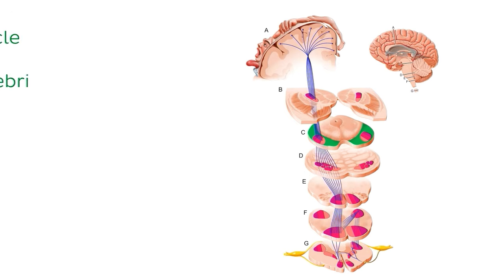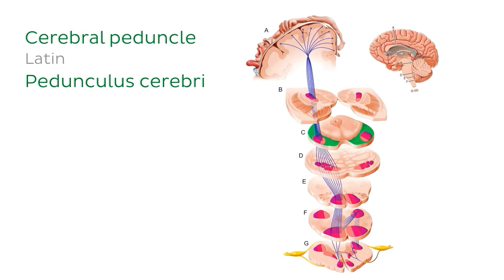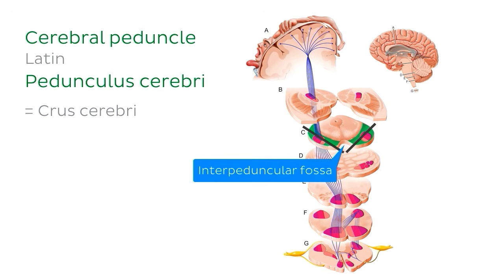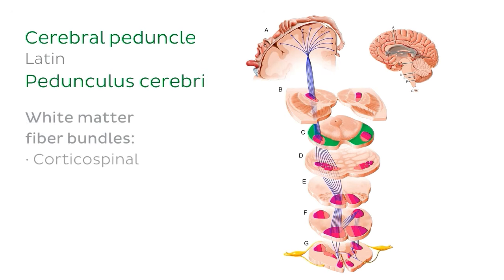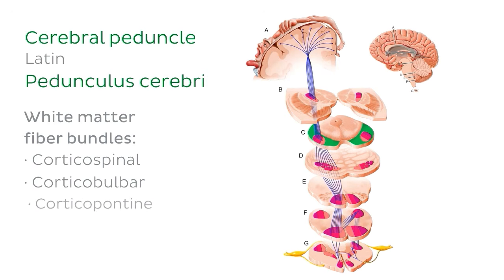Let's start with these structures, which are the most obvious feature of the midbrain. And these are the cerebral peduncles, sometimes called the crus cerebri. The cerebral peduncles are aligned nearly perpendicular to each other and create a small space called the interpeduncular fossa. The cerebral peduncles are large collections of white matter fiber bundles, including the corticospinal, the corticobulbar, and the corticopontine pathways. And we'll learn more about some of these pathways a little bit later on in the tutorial.